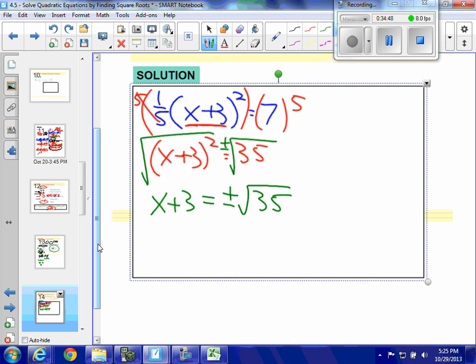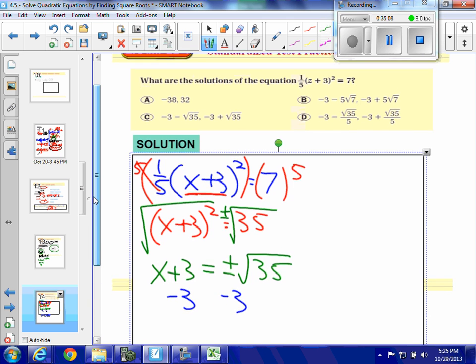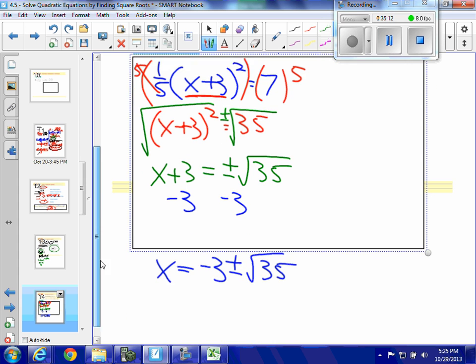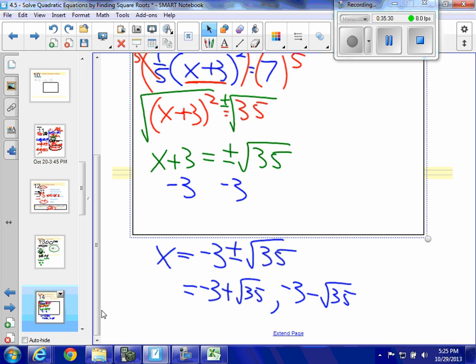I want to now isolate my x, so I'm going to subtract 3 from both sides. What I'm going to wind up with is x equals negative 3 plus or minus the square root of 35. That's a perfectly good answer, but I don't see that as one of my choices. So I have to remember that plus or minus means two different answers. So it's equal to negative 3 plus radical 35, and it's equal to negative 3 minus radical 35. Be very careful where you put your plus and minuses when you do plus and minuses.